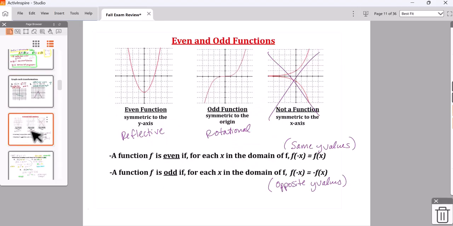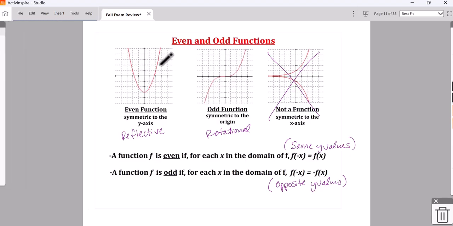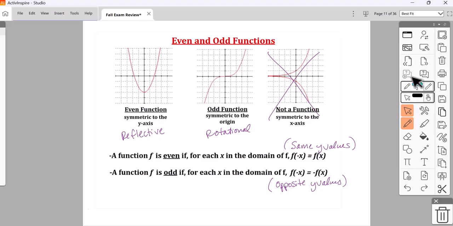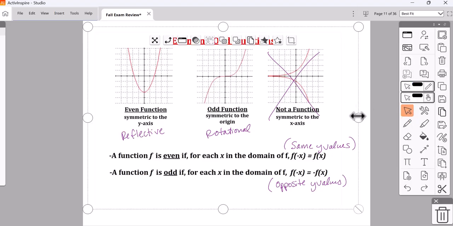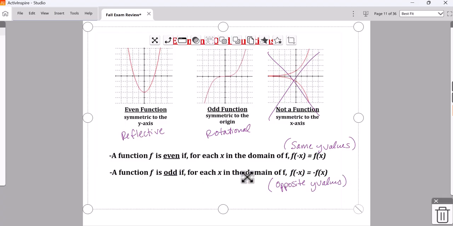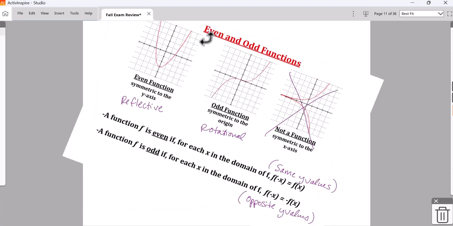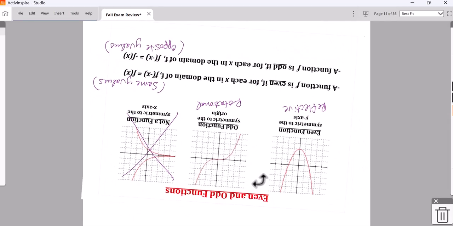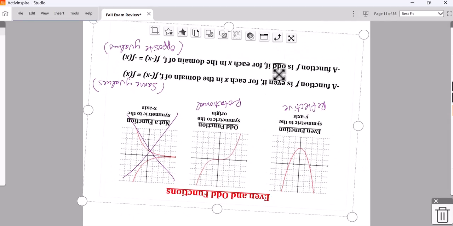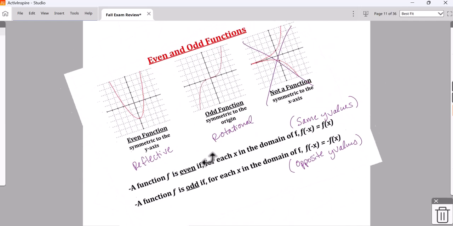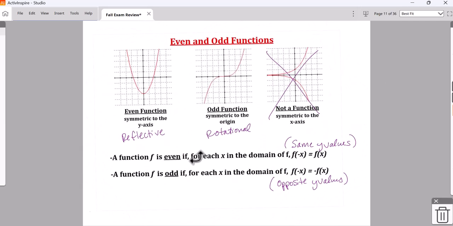Okay, next we have even, odd, and neither. And so even functions are symmetric about the y-axis. So they reflect over the y-axis. Odd functions, if you take the graph and you rotate it around, so if we take this whole graph and rotate it around, this graph looks exactly the same as it did before. I rotate it back, it looks exactly the same as it did before.